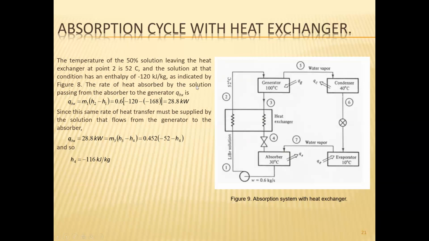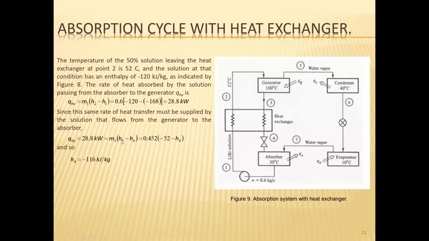The rate of heat absorbed by the solution passing from the absorber to the generator is QHX, which is M1 times H2 minus H1, equal to 0.6 times negative 120 minus negative 168, which is 28.8 kilowatts. Since this same rate of heat transfer must be supplied by the solution that flows from the generator to the absorber, QHX is equal to 28.8 kilowatts.